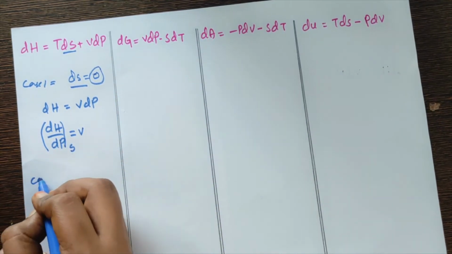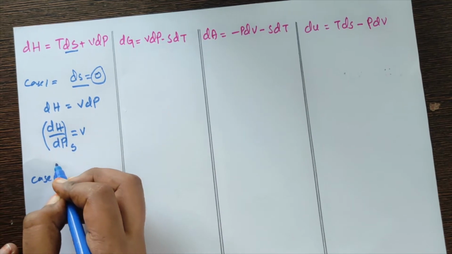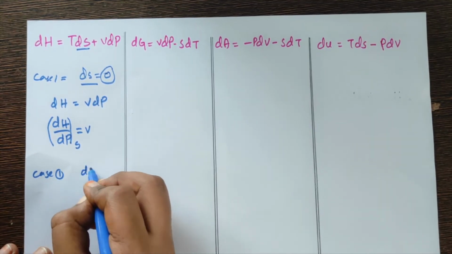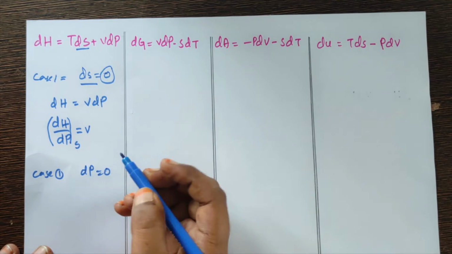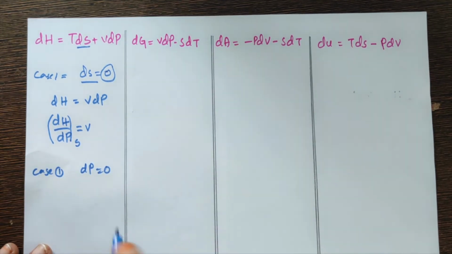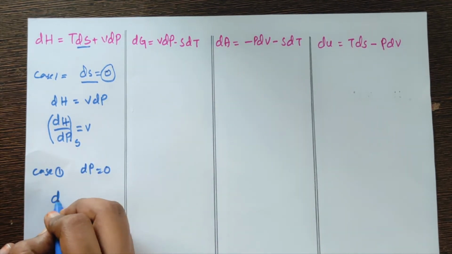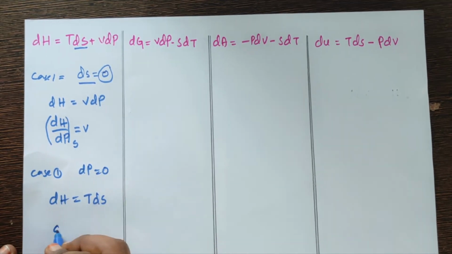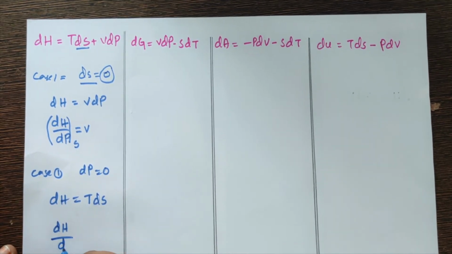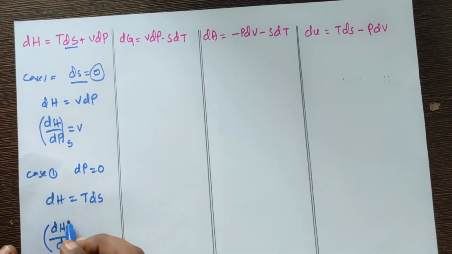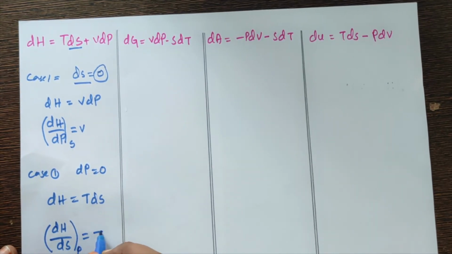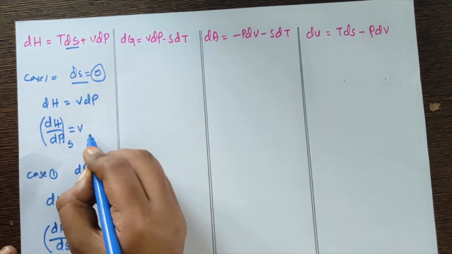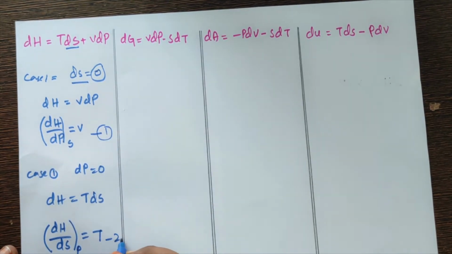Now in case 2, we will be taking dP equal to 0. Now the entire term of VdP will be equal to 0. Then dH is equal to T dS. Now dH by dS at constant P will be equal to T. These are the two equations which we'll get from this relation.